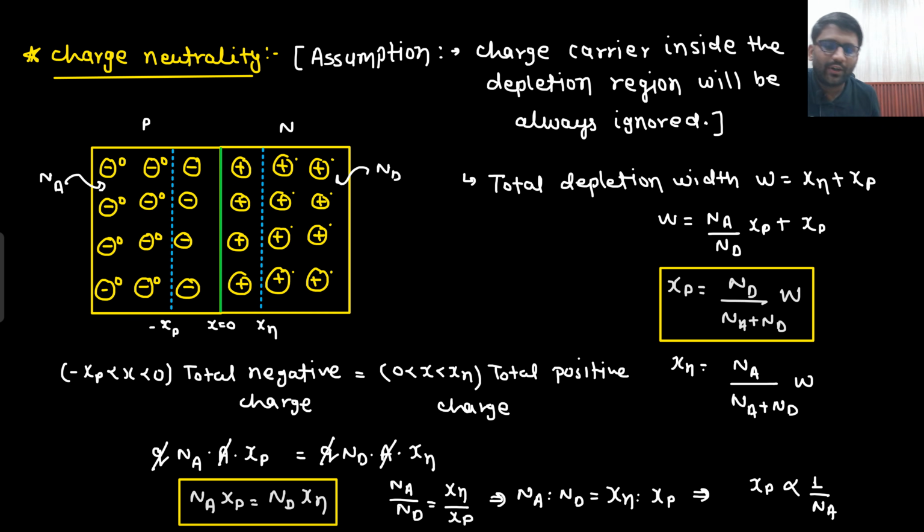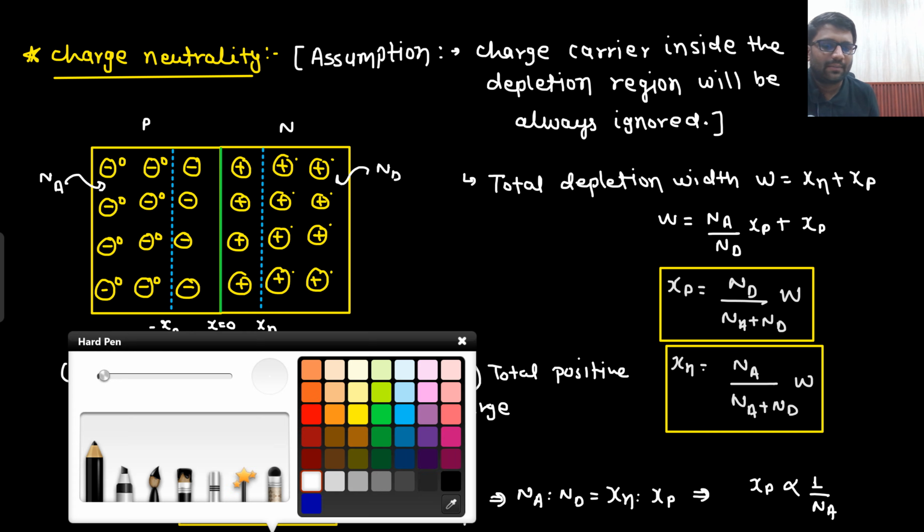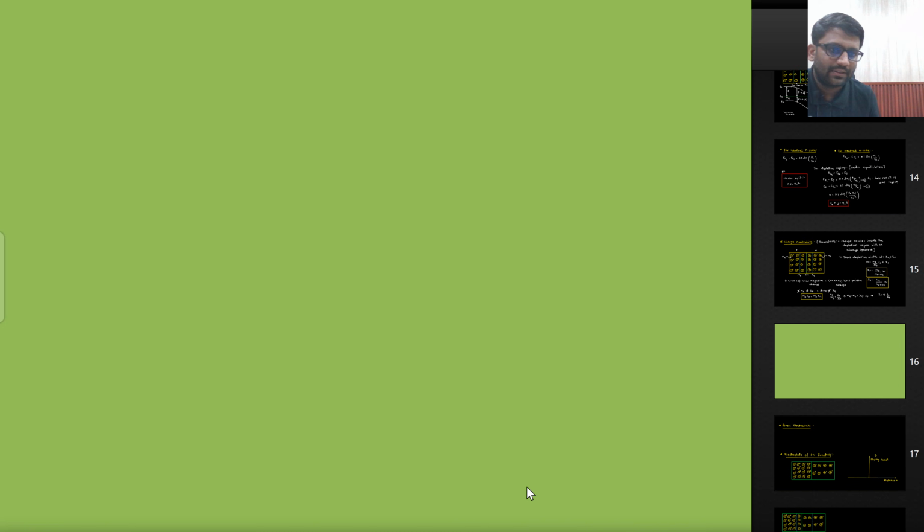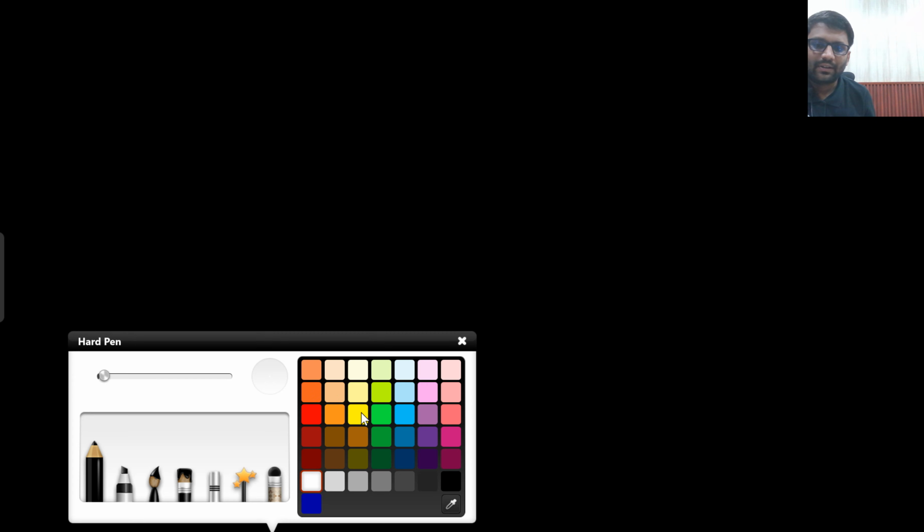Now this is something you don't need to mug up. You will be able to understand it. Let's understand it with respect to an example. I will simply write down a very simple example. I would add a page and write down an example: PN junction under equilibrium.